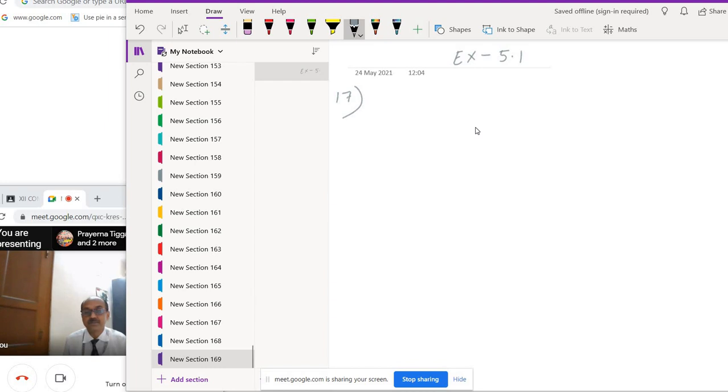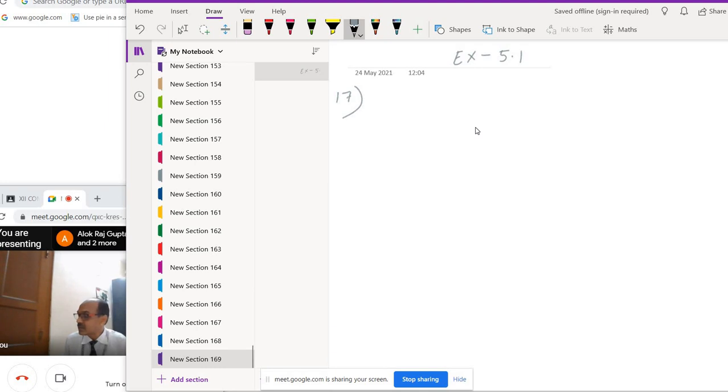Chapter Continuity and Differentiation, Exercise 5.1, question number 17. Find the relationship between a and b so that the function f defined by f(x) equals ax plus 1 if x is less than or equal to 3, and bx plus 3 if x is greater than 3, is continuous at x equal to 3. So the question is to find the relationship between a and b.